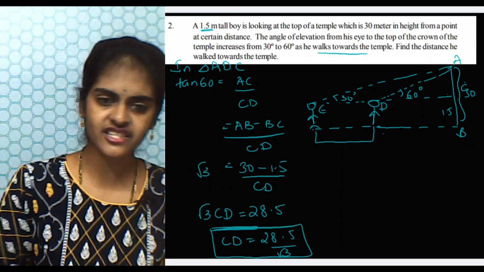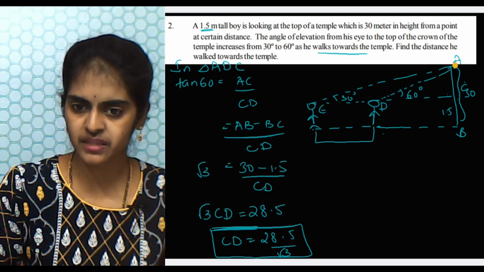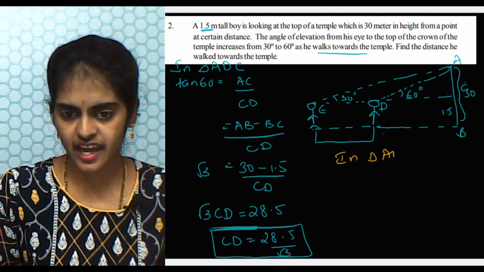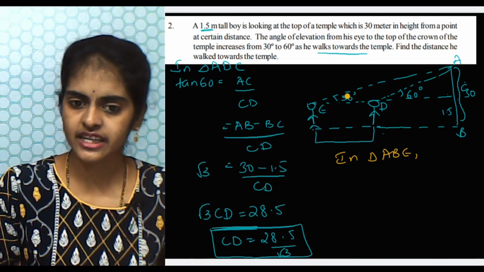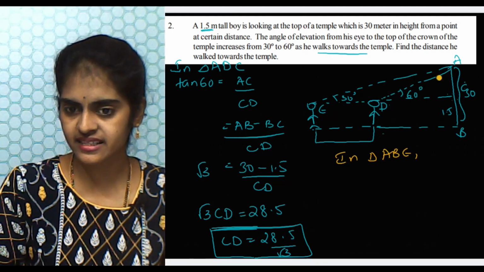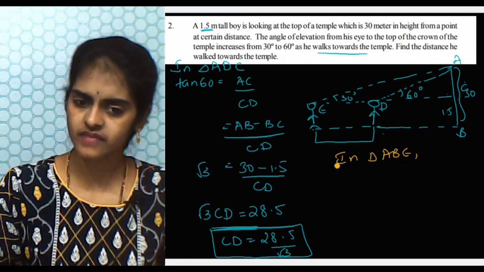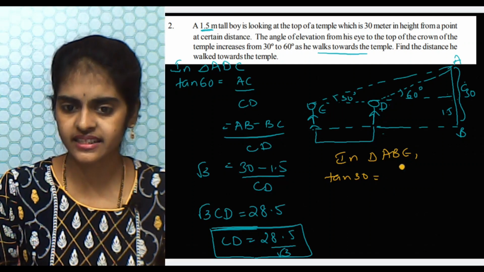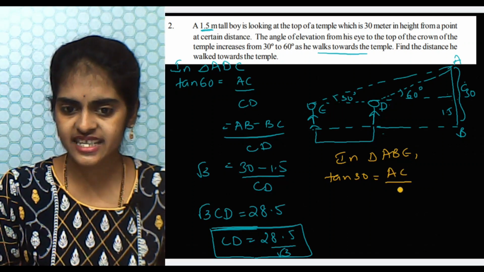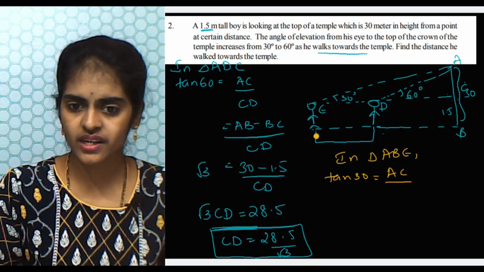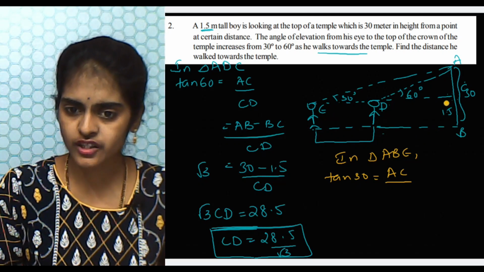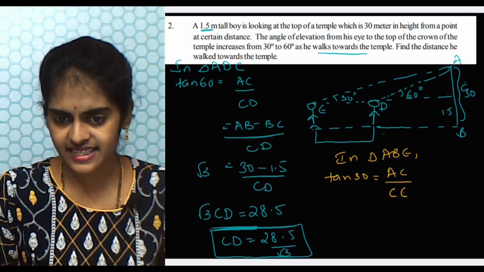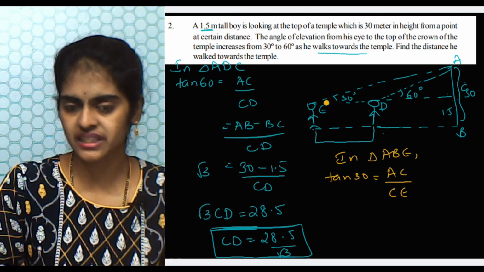Now take the next triangle. The next triangle is this bigger one, ABE. In triangle ABE, here also you'll find tan, because this is the opposite and this is the adjacent. So tan 30, here the angle is 30. So tan 30 is equal to AC by this complete thing, BE, or you can say it is CE. So this is CE, this complete distance.